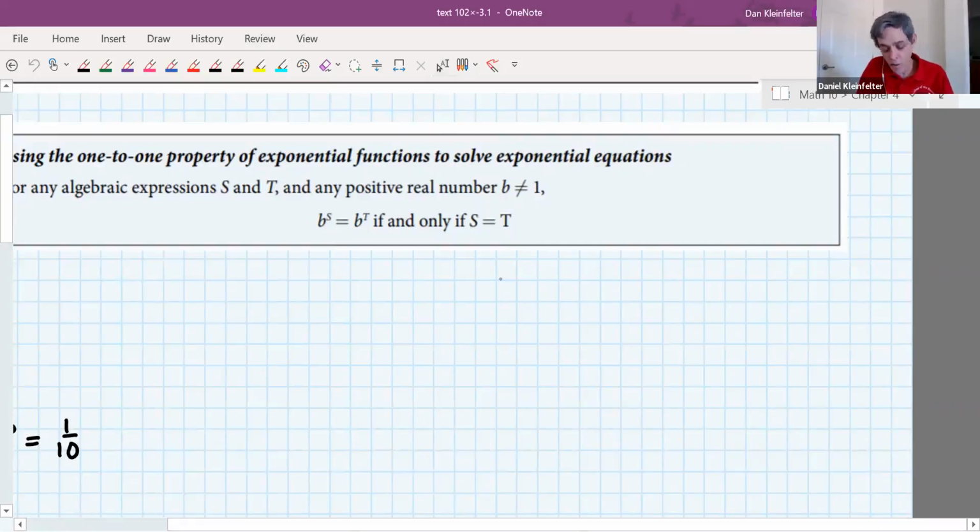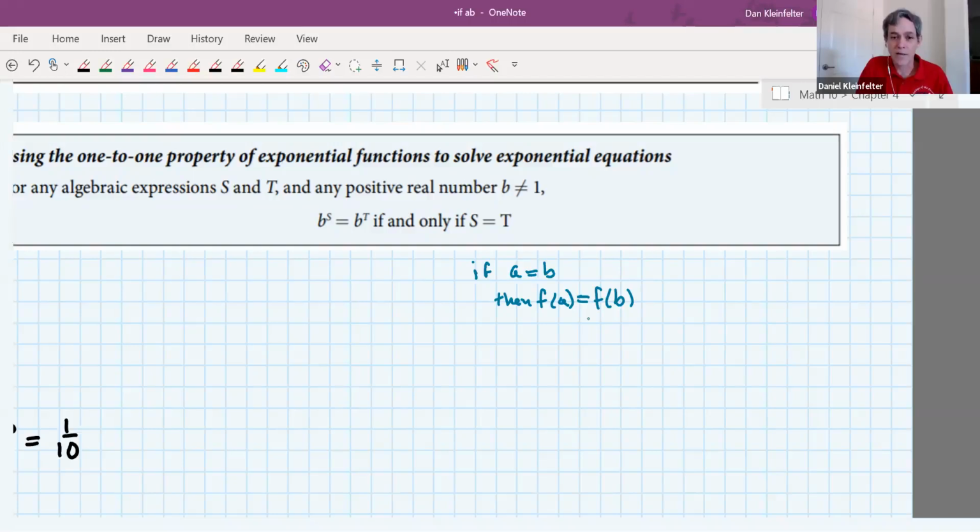With any function in the whole world, if A is equal to B, then f of A equals f of B. That's just based on how functions work, right? If you have two eggs and you crack them both, you've got two cracked eggs. If you have two things that are equal and you do the same thing to them both, then you get an equal result. This is almost just common sense.